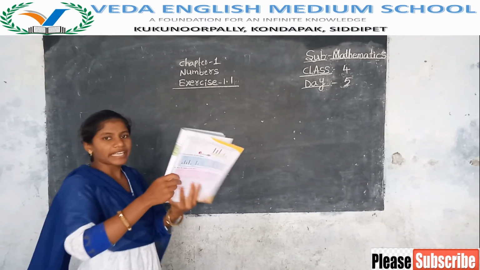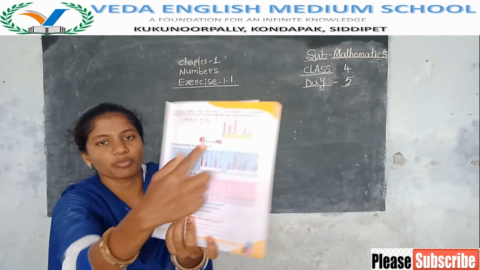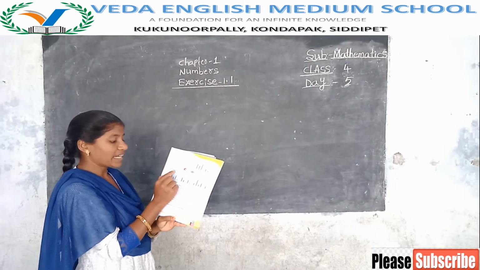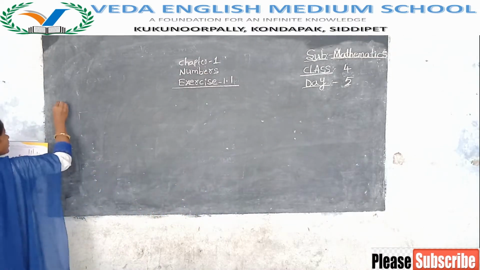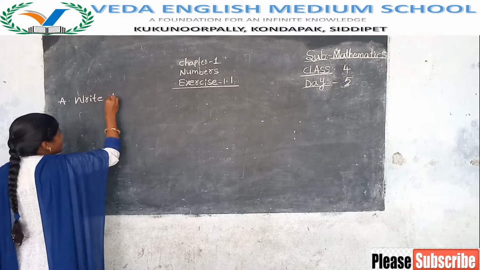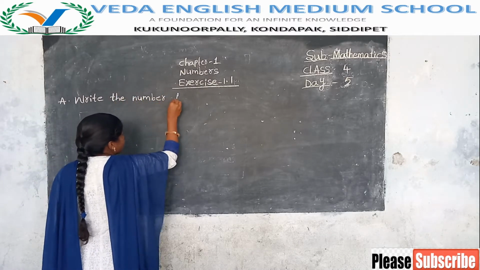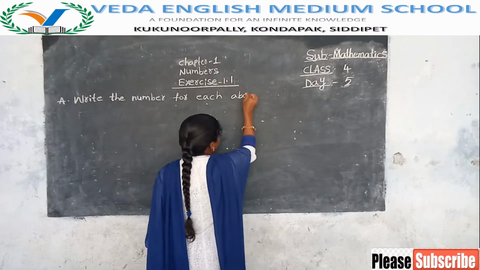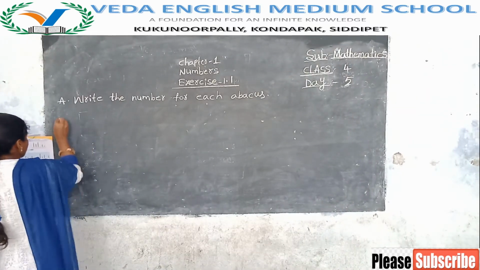Those who have textbooks, take out your textbooks and see in your textbooks. Exercise 1.1, page number 7. Now exercise 1.1, A bit: write the number for each abacus. Now they have given abacus strings. These are abacus strings.